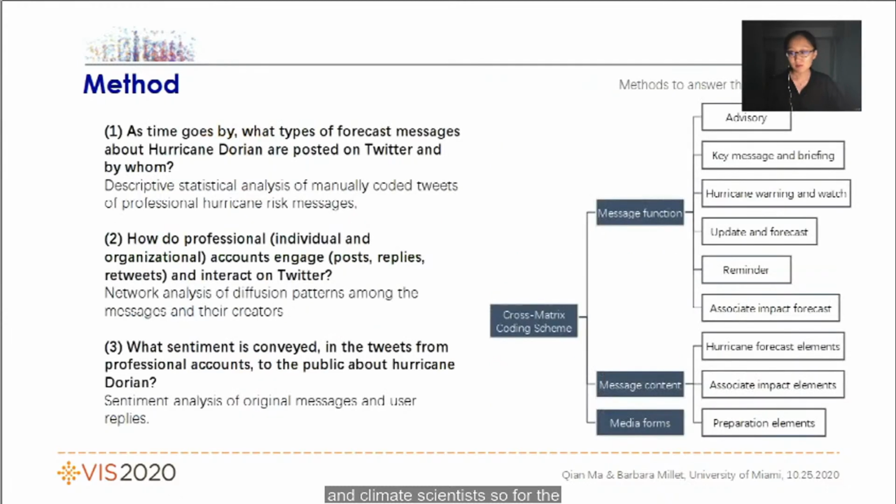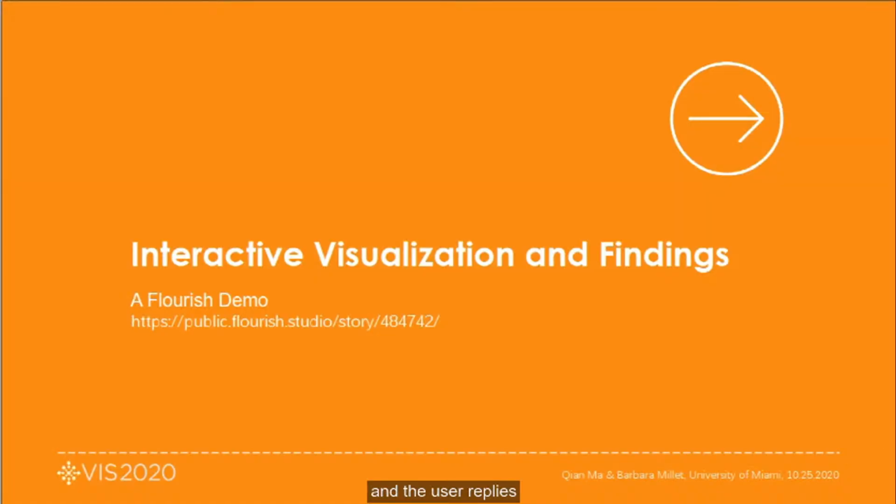and climate scientists. So for question 1, we first did a descriptive statistical analysis to show the basic trends across the time frame. Then we designed a cross-matrix coding scheme, which includes message functions, message content, and media forms. We manually coded all the original tweets and identified their message patterns. For the second question, we focus on the network analysis of these professional accounts to see how they interact with each other. For the third question, we did a sentiment analysis of the original tweets and the user replies.